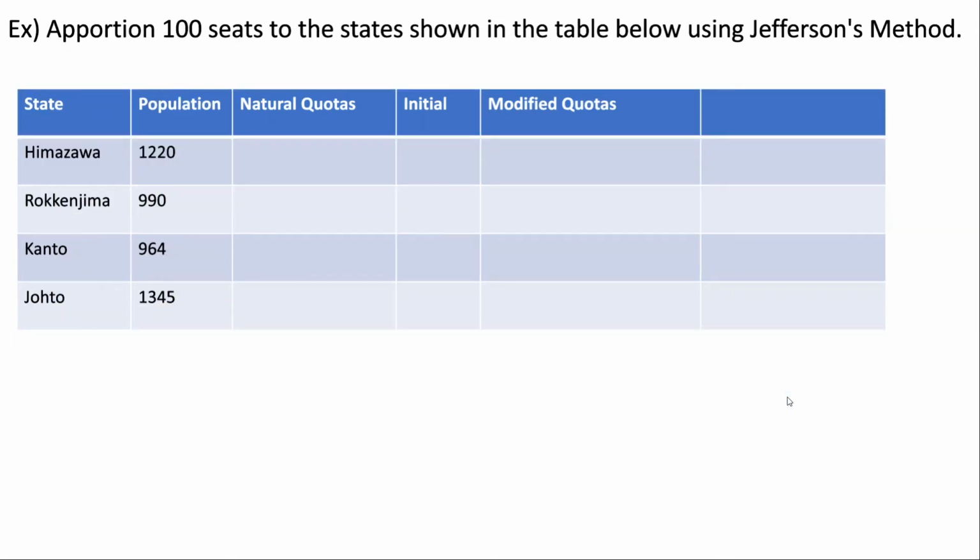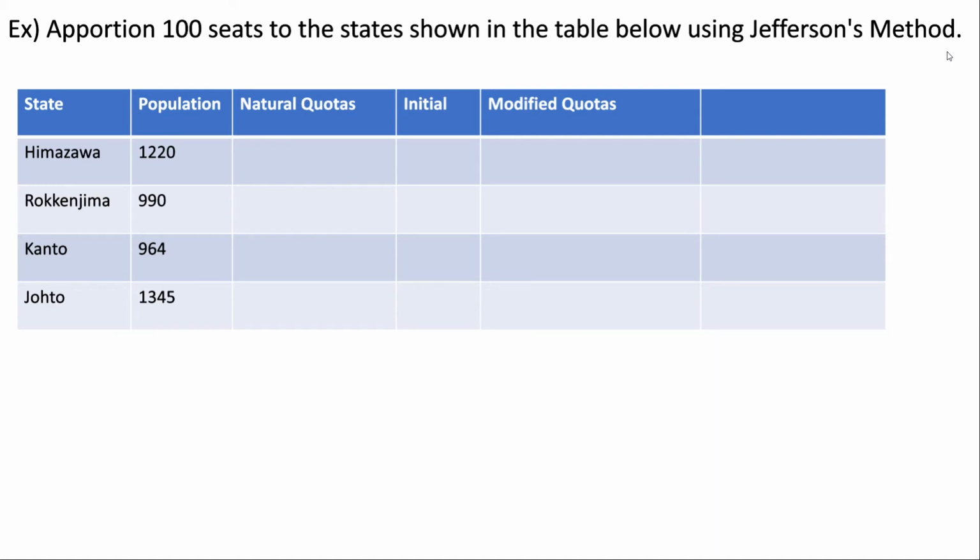Let's look at another example now. Here we want to apportion 100 seats to the states shown in the table below using Jefferson's method. So I would suggest pausing the video here, try to work through the whole problem on your own, then hit play to see me go through the rest of the solution.